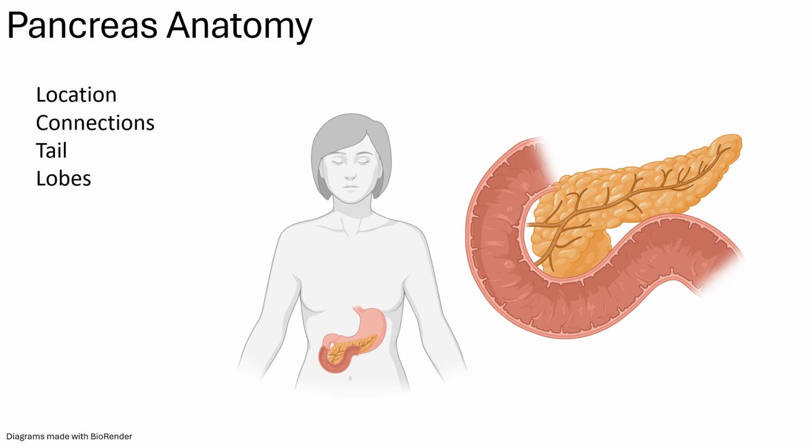The ductwork that you see here on this pancreas collects the digestive enzymes and spews them into the small intestine, a process that we talk more about in the digestive system lectures. This section here of the pancreas is referred to as the head. Let me circle that. This is the head. And this section here is referred to as the tail. All of these little bubbles are referred to as lobes.